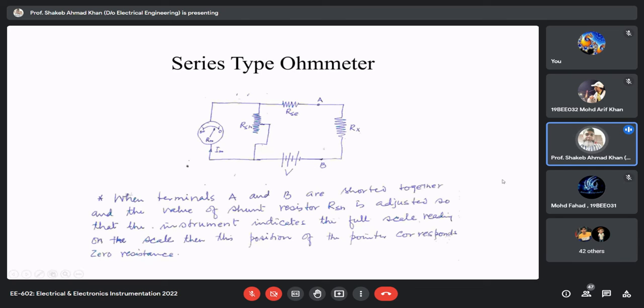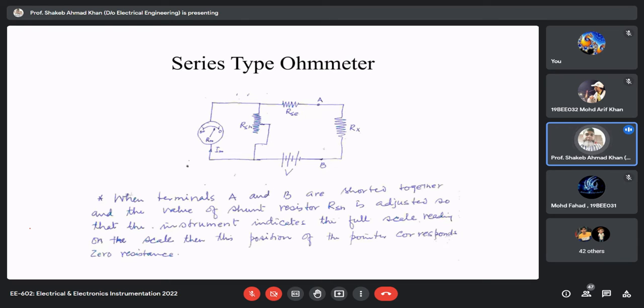It is a very simple circuit. This is your unknown resistance. This is your unknown. These are the terminals. And then inside the instrument, these are the components. You have a voltage source, a series resistance, a shunt resistance, and this is basically your permanent magnet moving coil meter, that is called the de-Arsonval movement.